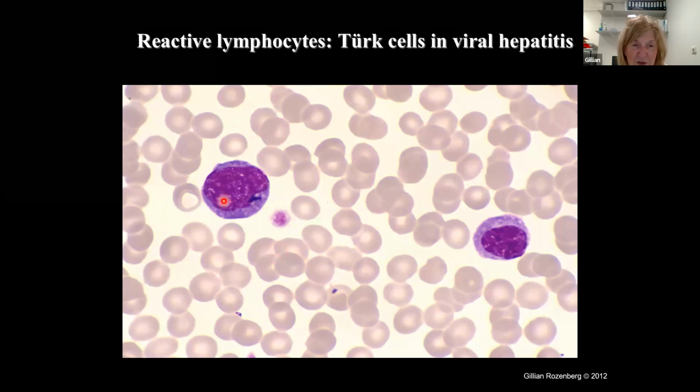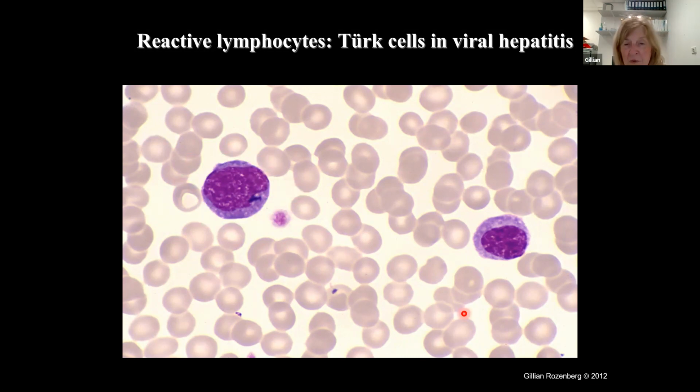The Turk cells are quite large. They have very round nuclei. The cytoplasm is very basophilic, but it doesn't flow like it does in infectious mononucleosis, for example. They're quite large. And this is a patient who had viral hepatitis.